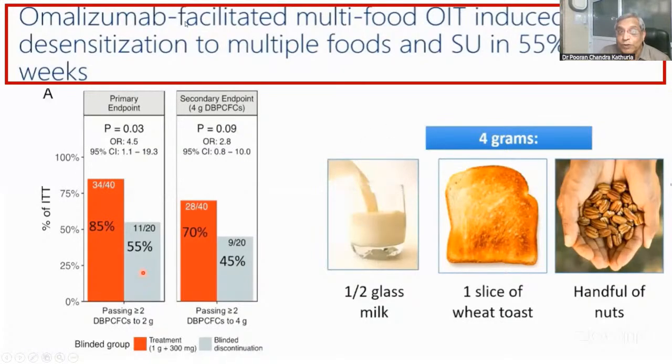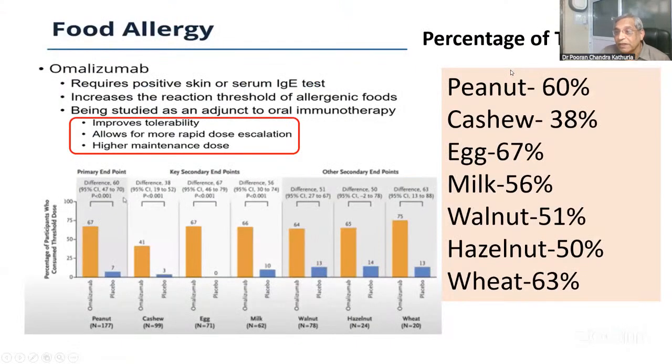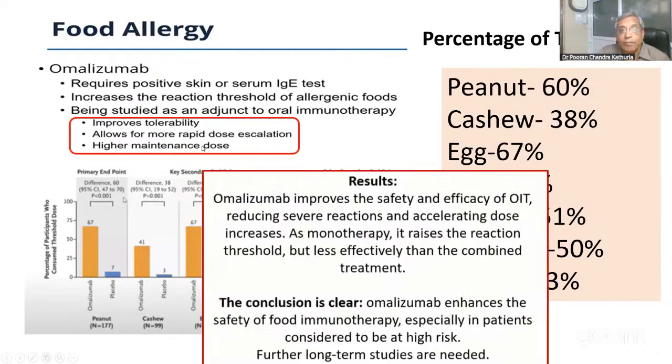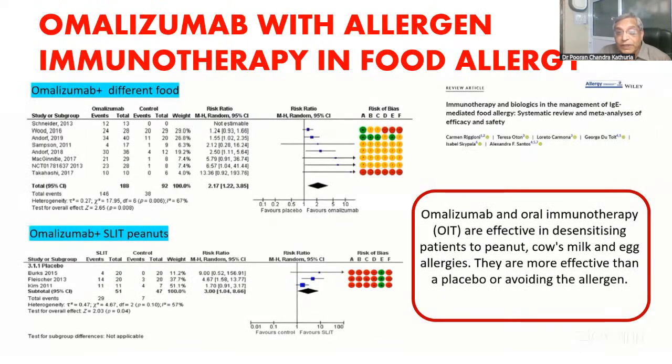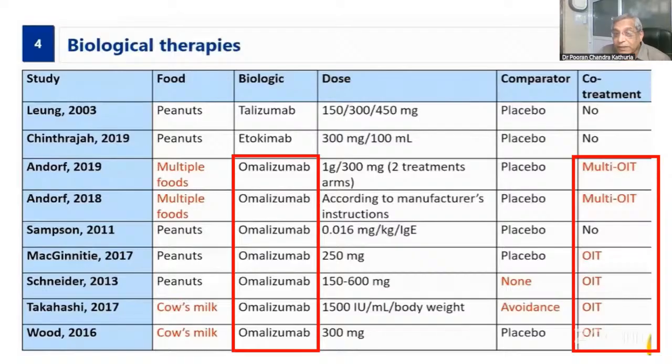Even omalizumab-facilitated multi-food OIT can achieve tolerance in up to 55% of patients. Different foods have different IgE affinity, so different tolerance occurs if you add omalizumab. So the conclusion is clear that omalizumab enhances the safety of food immunotherapy, especially in patients who have a history of comorbidity. These are the meta-analyses done, and these are the variable doses of omalizumab given in the various studies.